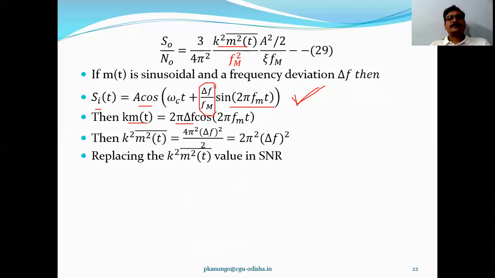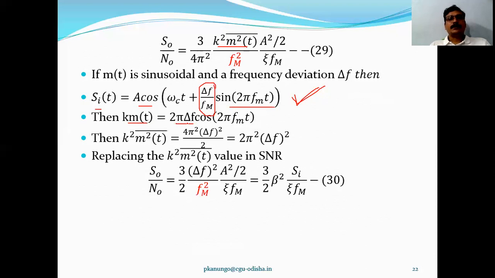So replacing this value in the SNR, we can get S0 by N0 is equal to 3 by 2. Simply what we are doing is replacing this k square m square t bar in terms of the frequency deviation, so that this equation is again in terms of frequency deviation, the input noise power and output noise power.